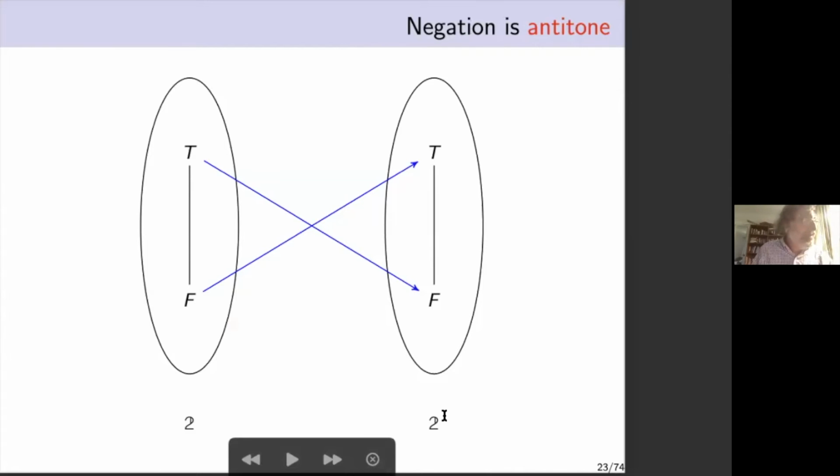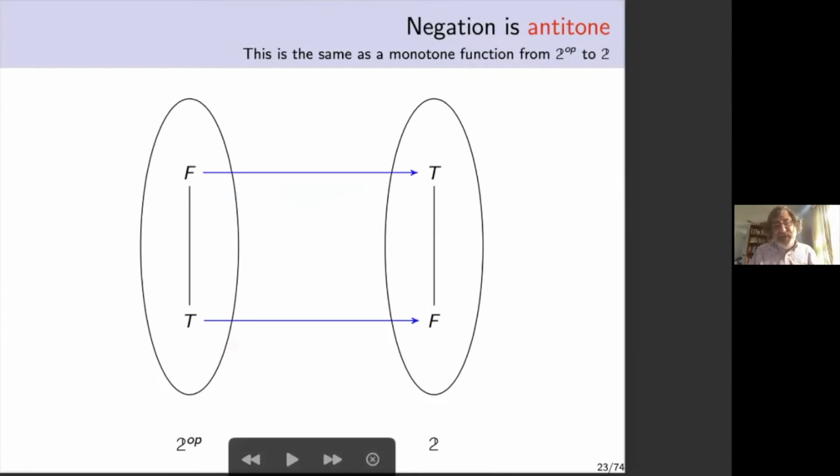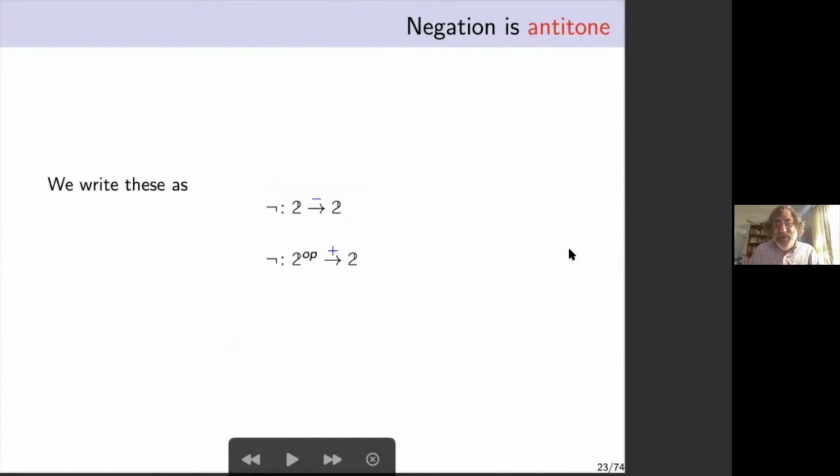I think I'll write these down. So this is negation on the Booleans. It's definitely an antitone function. But you could straighten it out by, let's say, if you took it from 2 op to 2, that would be fine. Oh, somebody else wants to ask. That's cool. Okay, thanks. I would write it as negation is a function from 2 to 2 that's actually antitone, but as a function from 2 op to 2, it's actually monotone.